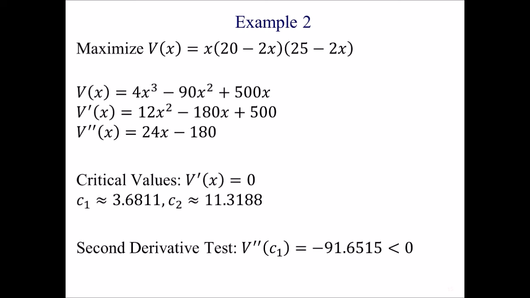Using the second derivative test, I plug 3.6811 into my second derivative. The result is negative 91. Since this is a negative number, we know that the critical value, 3.6811, represents a maximum. Plugging in this critical value, C1, into my volume function yields a maximum volume of 820.53 cubic inches.